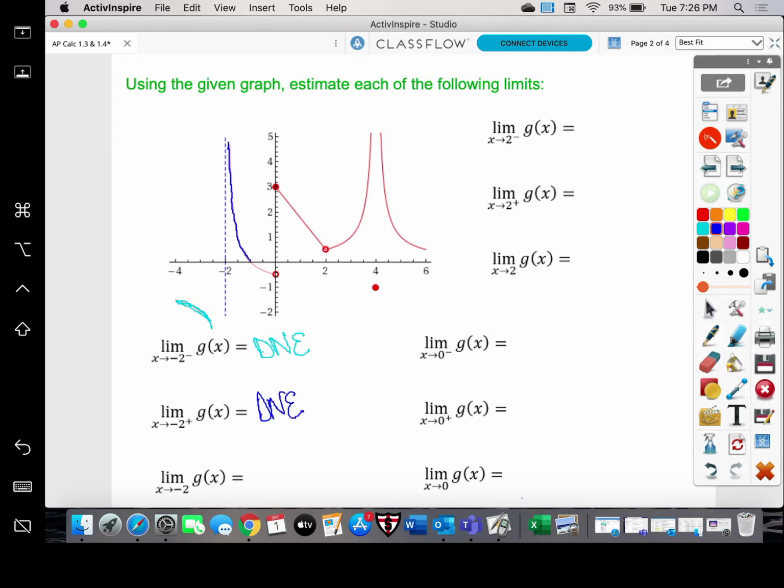How about as we approach -2? Well, now we have to look at both sides. That also does not exist because one goes to -infinity, one goes to +infinity.